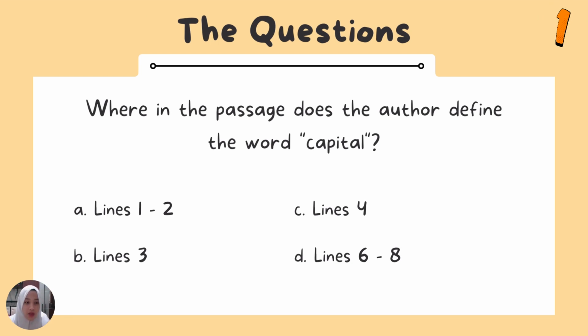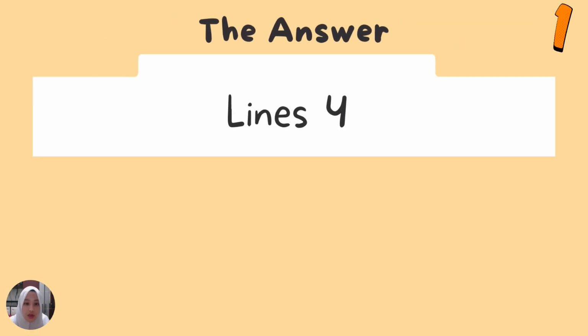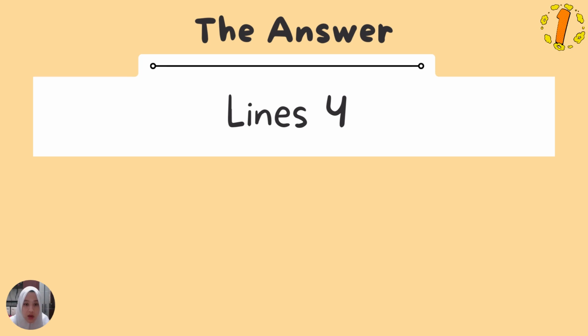For question number 1: where in the passage does the author define the word capital? For the options: A, lines 1 to 2; B, line 3; C, line 4; D, lines 6 to 8. The answer is C, line 4, because we look for the word capital. This capital is on the fourth line, so the answer is C, line 4.